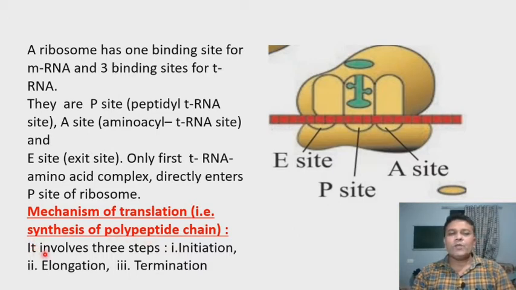Then translation involves three steps. The first one is initiation. Initiation means the process starts. Second one is elongation. Elongation means the amino acid molecules are linked with each other with the help of peptide bonds and a polypeptide chain is formed. This is called elongation. The last one is termination. Termination means the process of protein synthesis is stopped. So we are going to see these steps in detail.